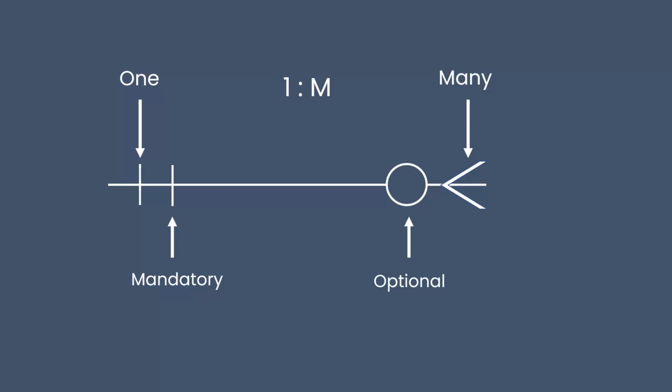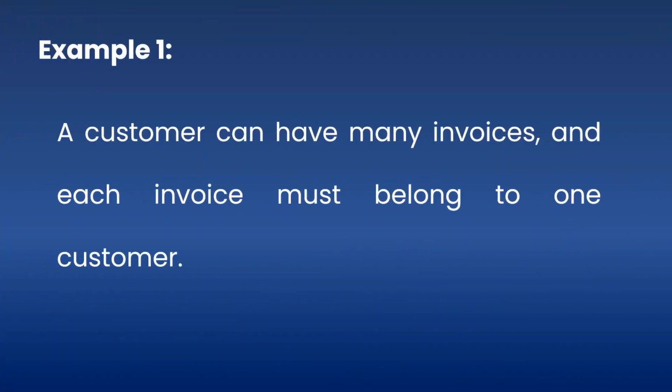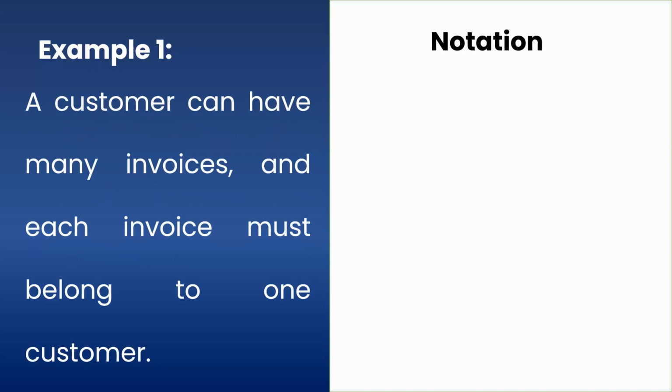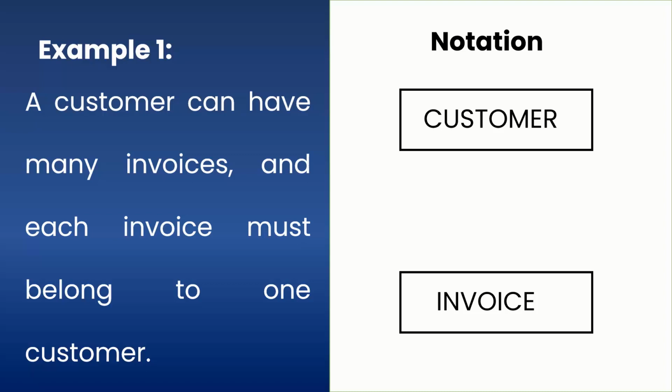Now, let's apply what we've learned so far on hands-on examples. Suppose we want to create a data model for a simple business rule like this. A customer can have many invoices, and each invoice must belong to only one customer. Now, let's represent this. First, we have to identify the entities. The entities here are customer and invoice. Remember how entities are represented with uppercase letters and in singular form.